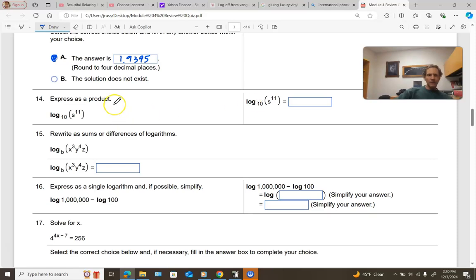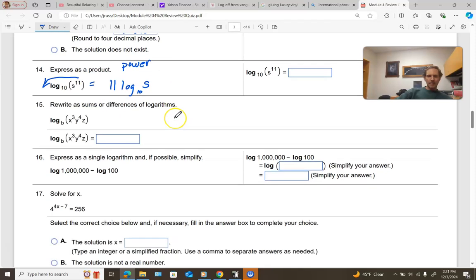All right, and number 14, now we're getting into 9.5, where we're working with those properties of logarithms. So it says express as a product. So here you would be employing the power rule, which basically just says that you can take that power 11 and move it out in front, and this becomes 11 times the common log of just s. And the 10 you don't actually have to even write. Okay.